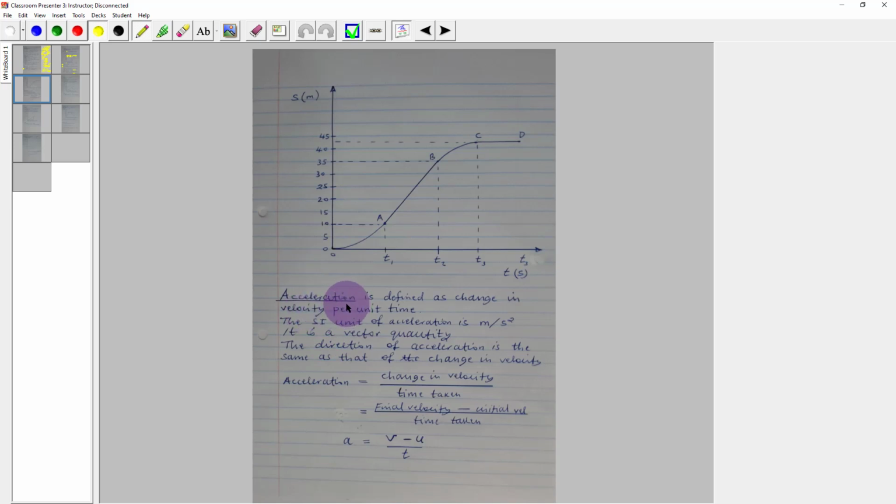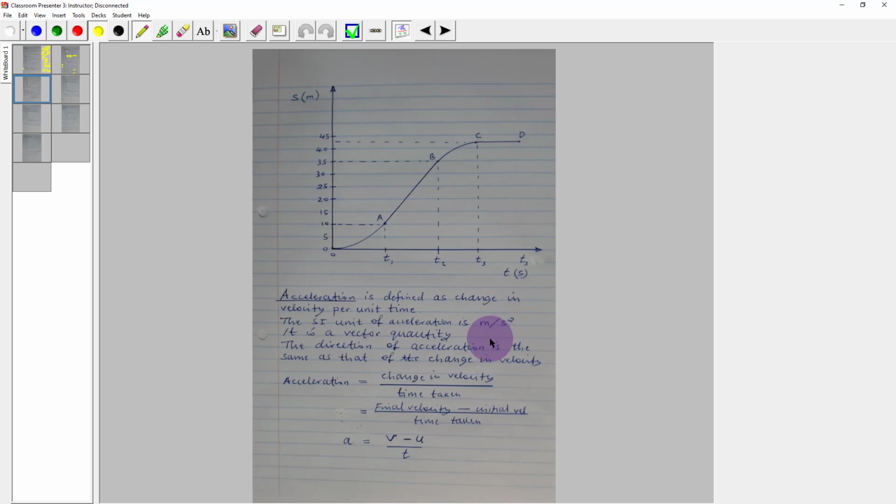Acceleration, how is it defined? It is defined as change in velocity per unit time, or rate of change of velocity. The SI unit of acceleration is, of course, meters per second squared. It is a vector quantity. A vector quantity has got magnitude and direction.